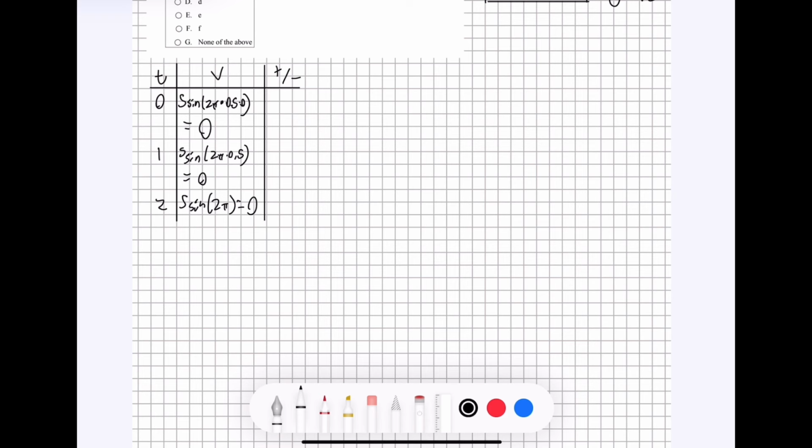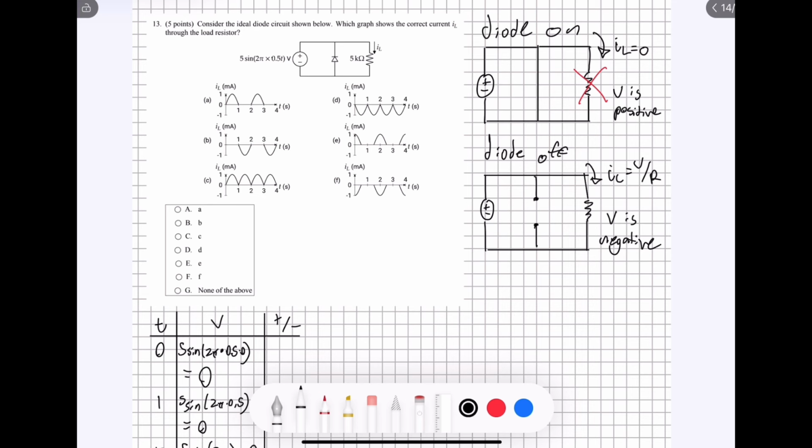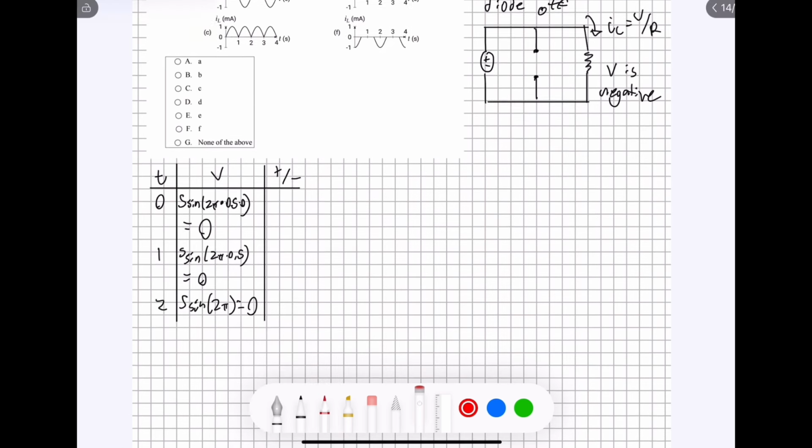All right, this is useful information because it tells us that whatever our graph is, it has to be 0 at 0, at 1, at 2, at all of these whole numbers. That actually lets us eliminate E and F as choices, because you can see that at 1, 2, 3, whatever, the graph isn't equal to 0.